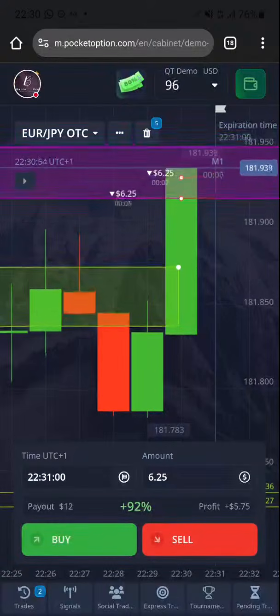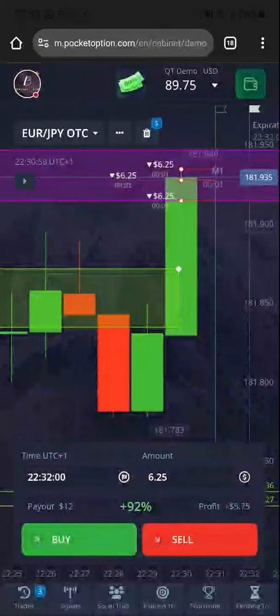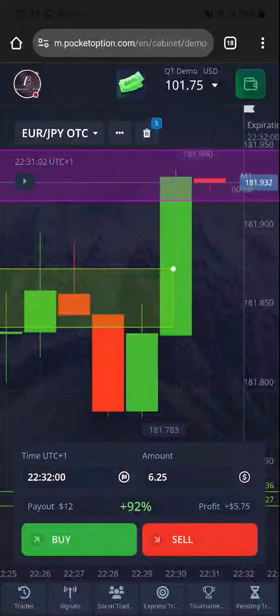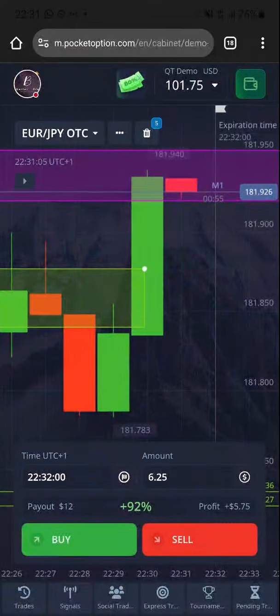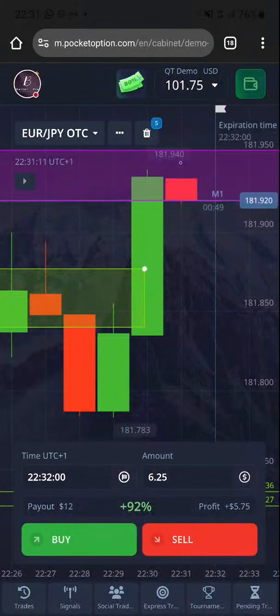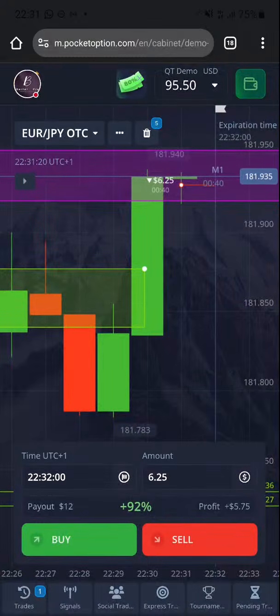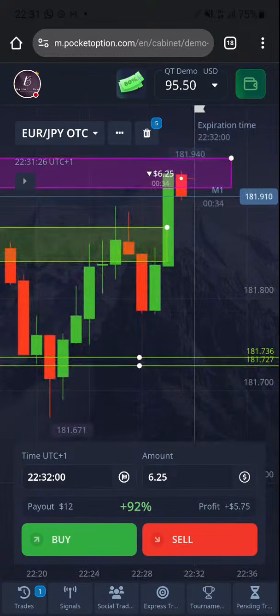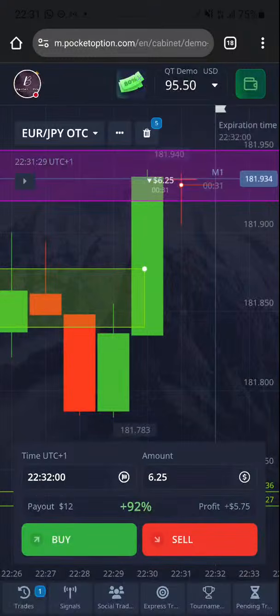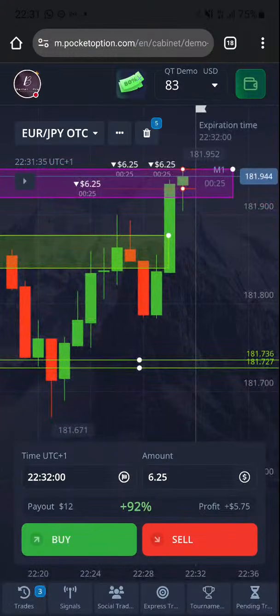I'm still expecting a pullback. So let's wait for it. Okay. I'm still gonna take a trade, but let's give us a little bit of margin of safety here. Are you gonna give us or not? I was waiting for this margin of safety. Okay. I'm expecting a pullback now. Let's see.